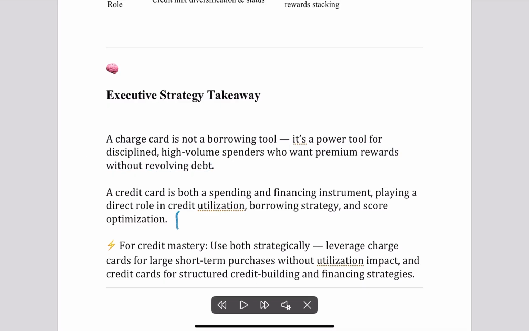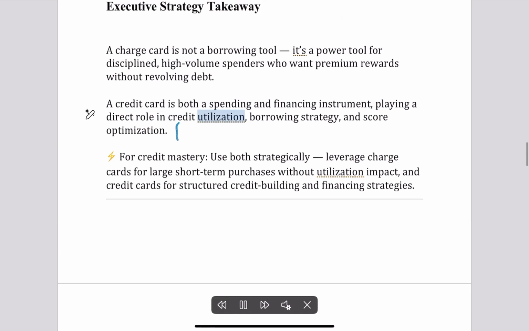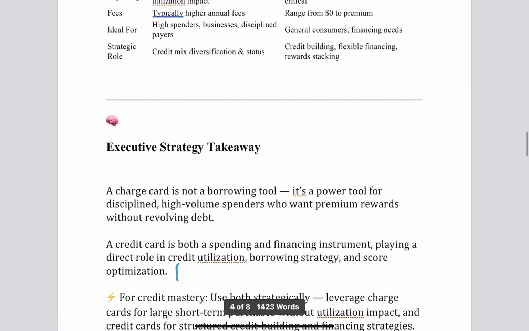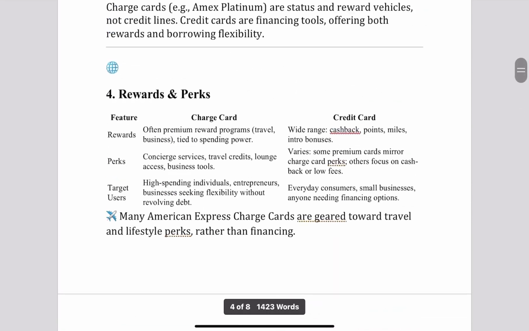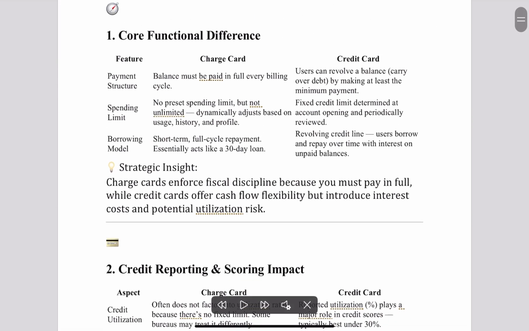Excuse me, guys. I wanted to start that over so you guys can read along. A credit card is both a spending and financing instrument, playing a direct role in credit utilization, borrowing strategy, and score optimization. High voltage for credit mastery. Use both strategically. Leverage charge cards for large short-term purchases without utilization impact, and credit cards for structured credit building and financing strategies. And that's it for today's video on the core differences between charge cards and credit cards.